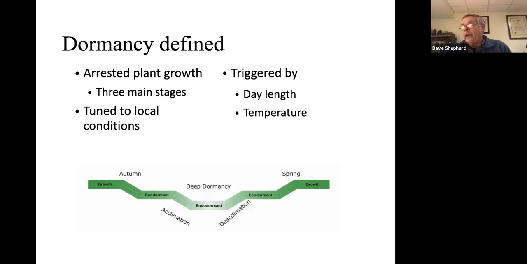Now, there are 3 types of dormancy that you're going to run across if you do any research in this.